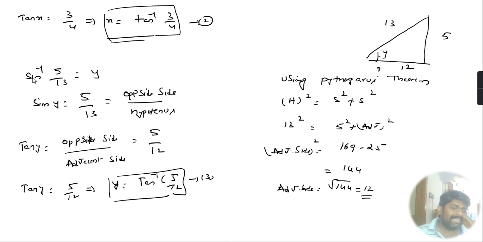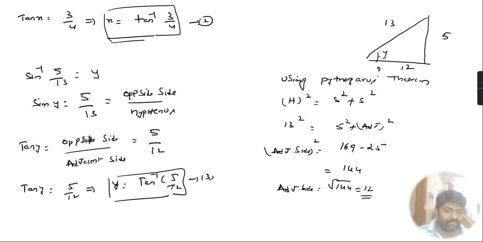And next we assume that sin inverse of 5 by 13 is equal to y. From that sin y is equal to 5 by 13. This is opposite side by hypotenuse. By using the Pythagoras theorem, we can find the adjacent side. The adjacent side value is equal to 12. So therefore tan y, that is tan theta, is nothing but opposite side by adjacent side. That is nothing but 5 by 12. From that y is equal to tan inverse of 5 by 12.